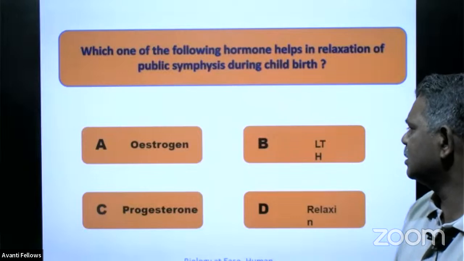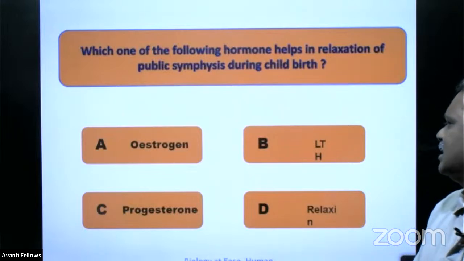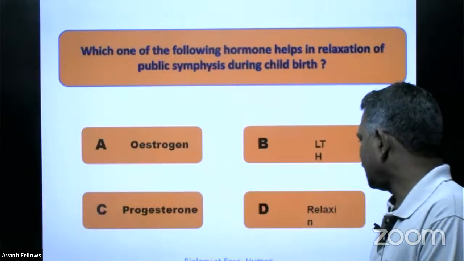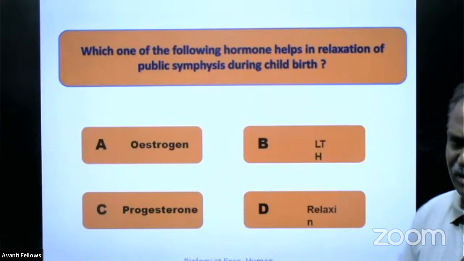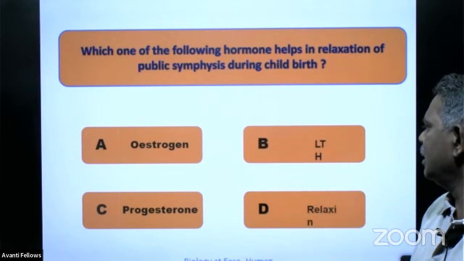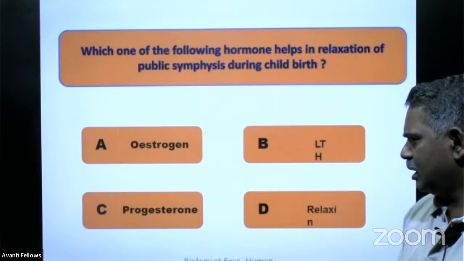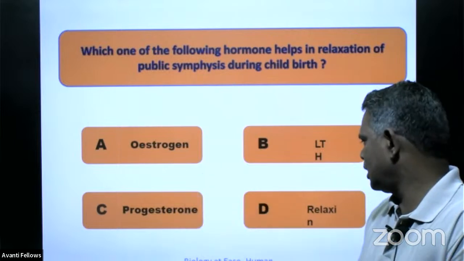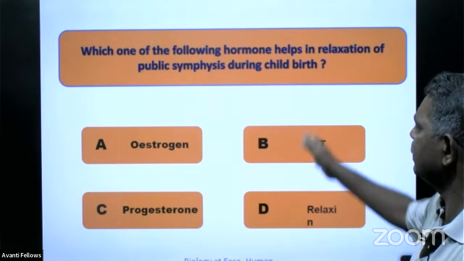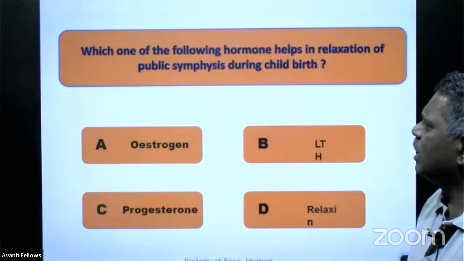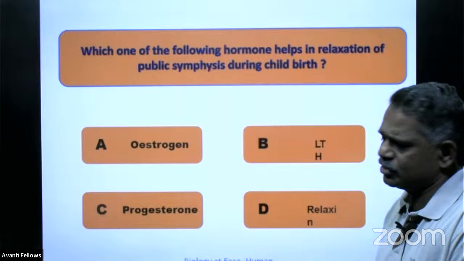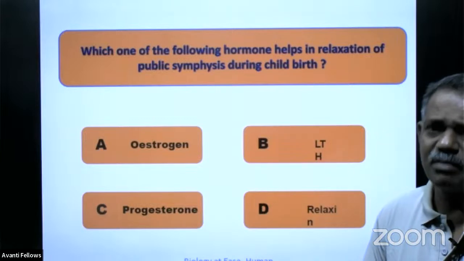Option A, estrogen. Option B, LTH. Option C, progesterone. Option D, relaxin hormone. Once again, estrogen, option A, LTH, option B, progesterone, option C, and relaxin, option D. Find out the correct answer from the answers given here. Which one of the following hormones helps in separation of the pubic bones during the process of childbirth or parturition?